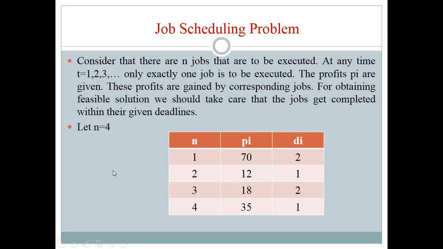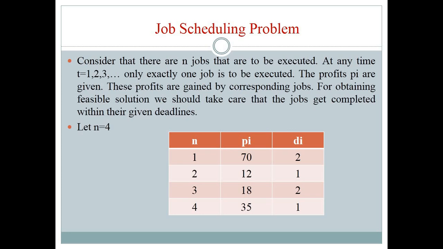In our job scheduling problem, we will consider that there are n jobs that are to be executed. At any time t equal to 1, 2, 3 and so on, only exactly one job is to be executed. The profits pi are given by the corresponding jobs. For obtaining a feasible solution, we should take care that jobs get completed within their given deadline.